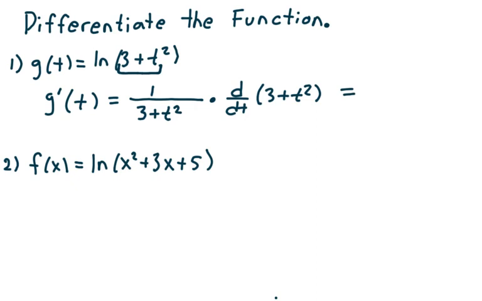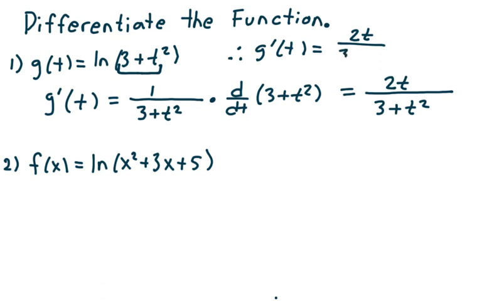And the derivative of 3 plus t squared with respect to t is 2t. So I'm going to put a 2t up in the numerator. And then I'm going to divide by the inside function, which is 3 plus t squared. So if we look up here, this says g prime of t is 2t divided by 3 plus t squared. And that's the answer to example 1.